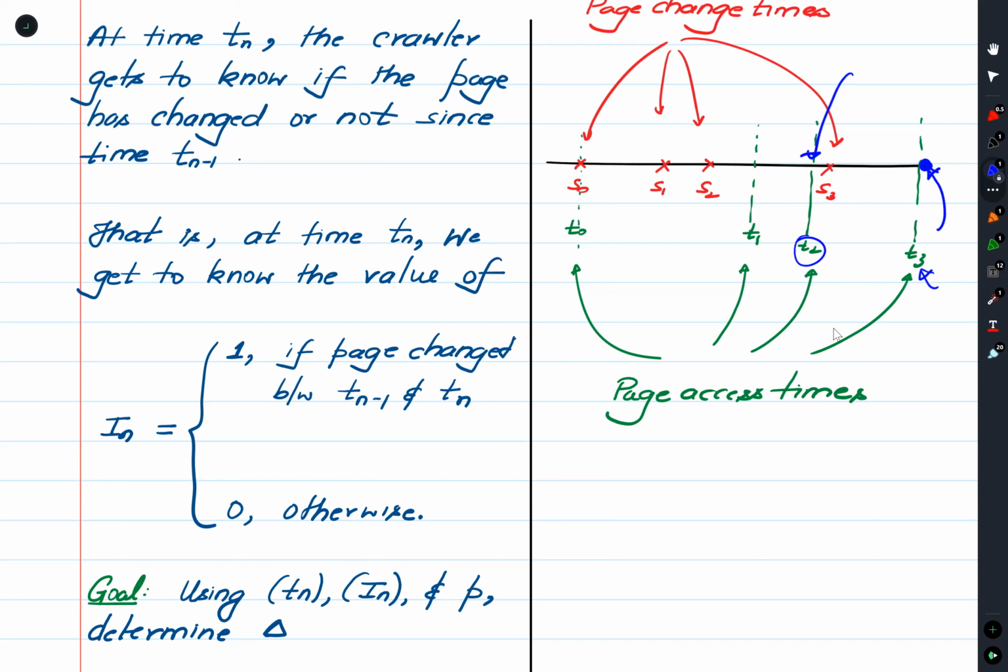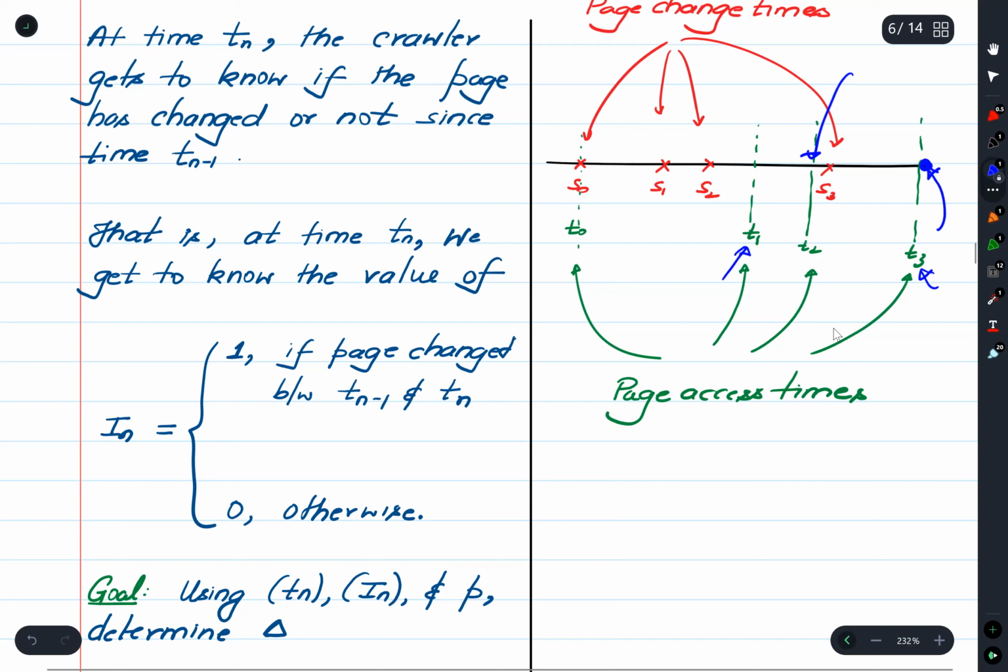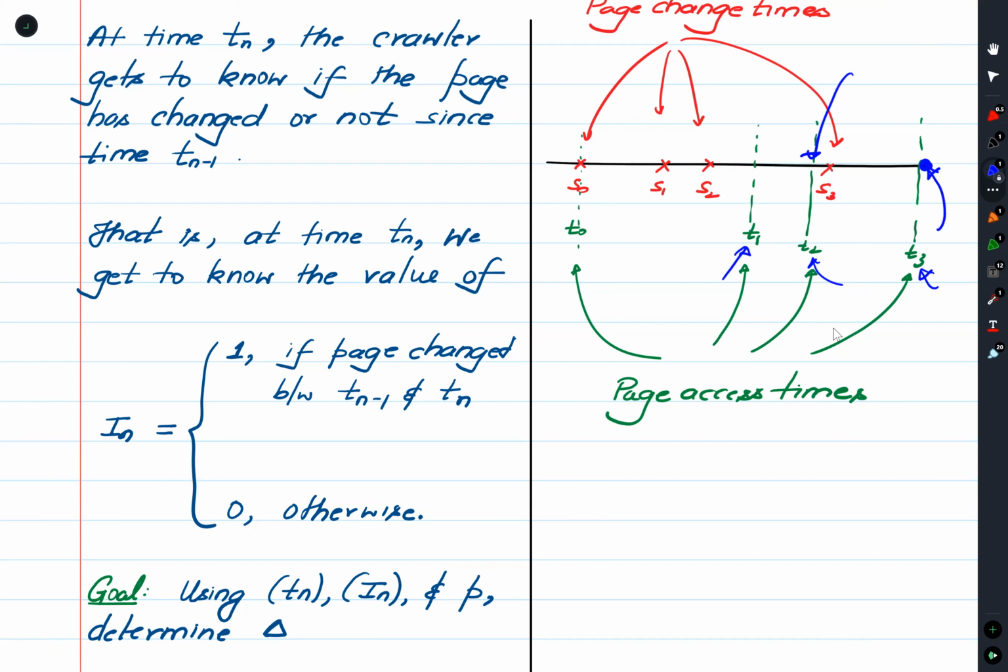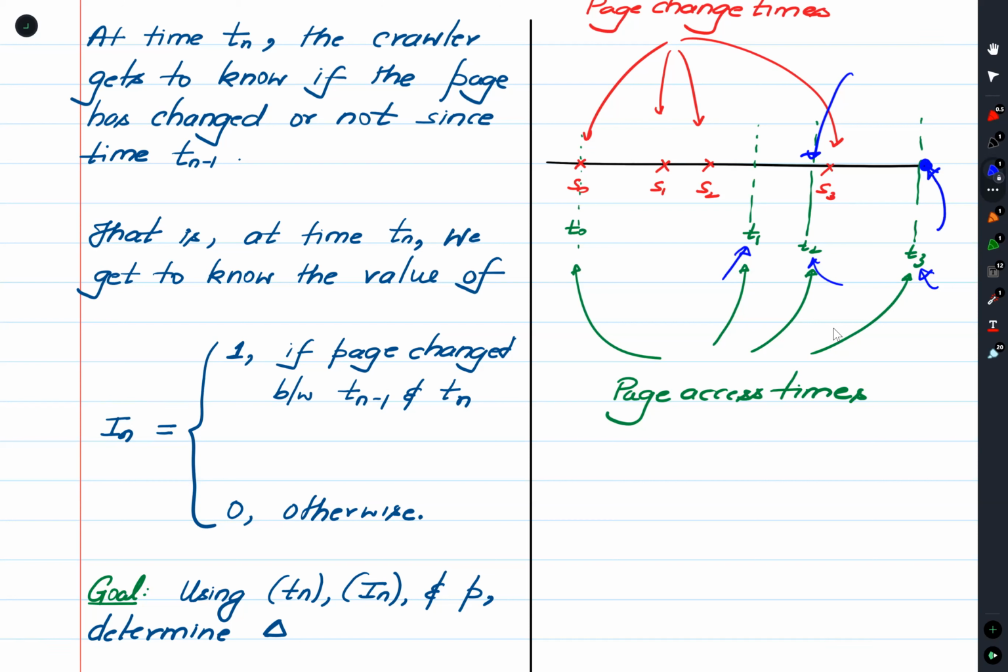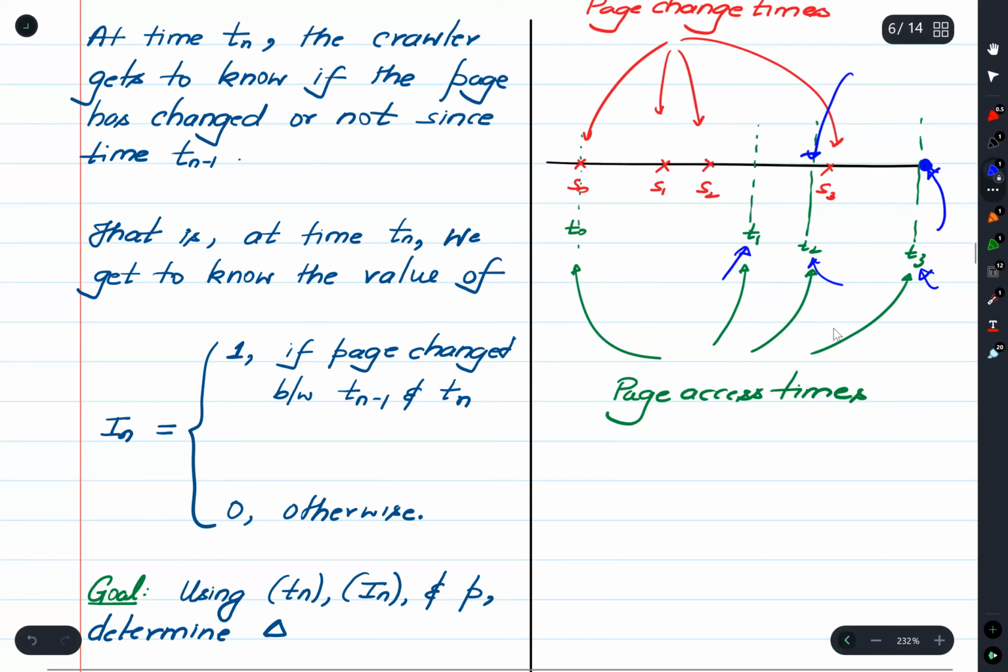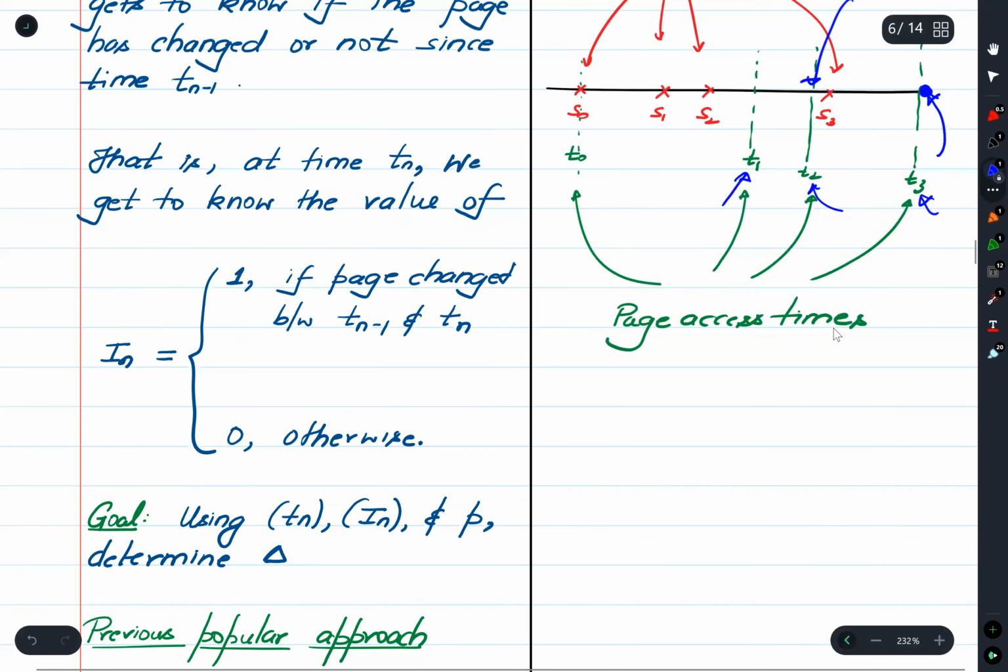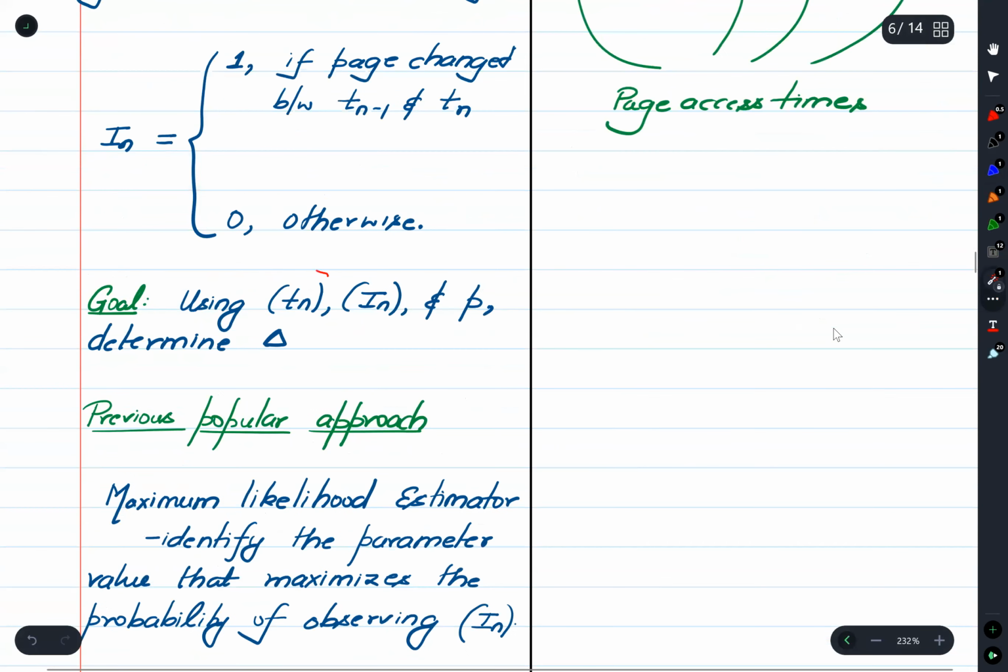On the other hand, if you visited this page at T1 and if you visited this page again at T2, then the value of this indicator, that is In, will be 0, because the page did not change between T1 and Tn, right? So the goal of this problem is to use these values of Tn.